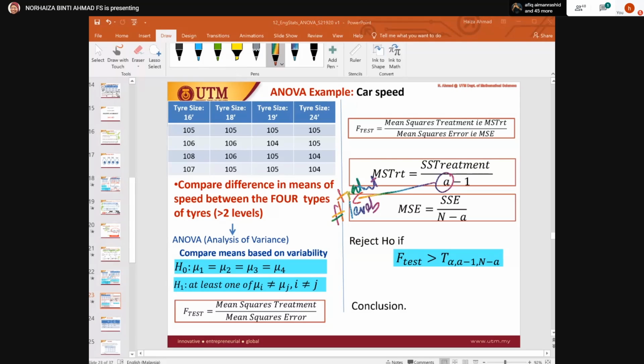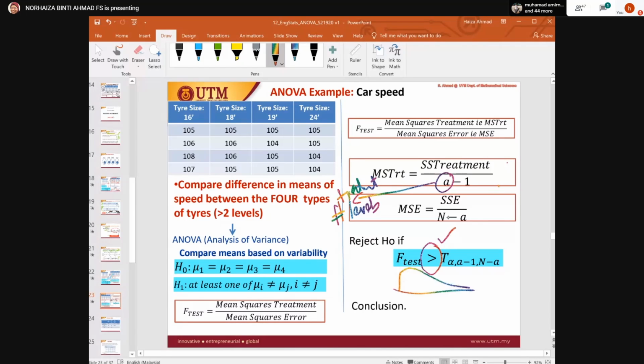Treatment levels. MSE is the total observation minus the number of different levels. And notice that this is the sum of squares. This is always positive. So therefore, your F test is always positive, so it's always a right tail test.